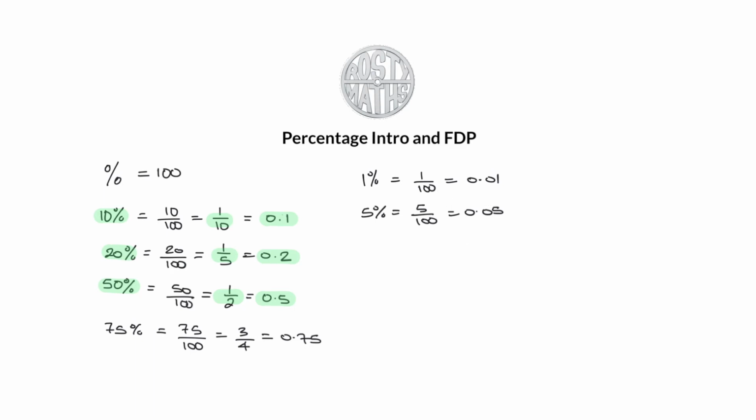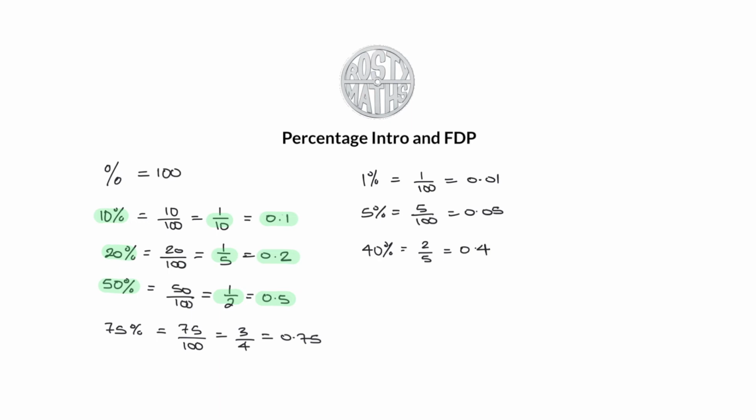Now I feel I need to show you the next 3 or 4, and that is 40%. And what I want you to do is start thinking about making links. I know that 20% is 0.2 or 1/5. 40% is double 20%. So if I double 1/5, I get 2/5. If I double 0.2, I get 0.4, or you can actually see the 0.4 from the 40% there.